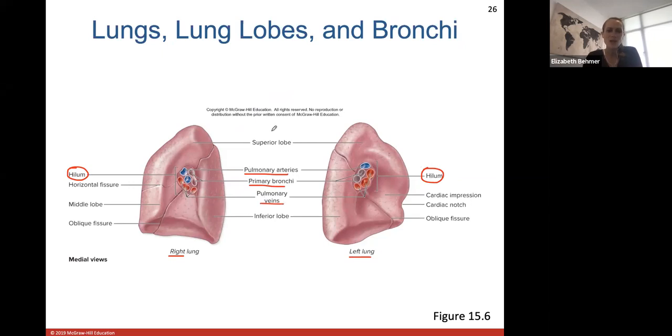In the right lung, you can see the superior lobe, the middle lobe, and then the inferior lobe. Whereas in the left lung, you just see the superior and inferior lobe, because you'll see kind of these depressions or indentations called the cardiac impression, cardiac notch, and that's where the heart will sit. Because remember, the heart sits a little bit left of center in your sternum, so the left lung needs to give a little bit extra space for your heart to sit in.